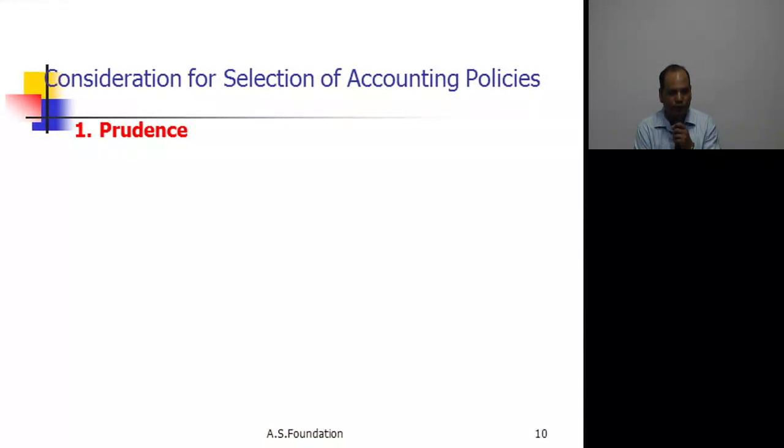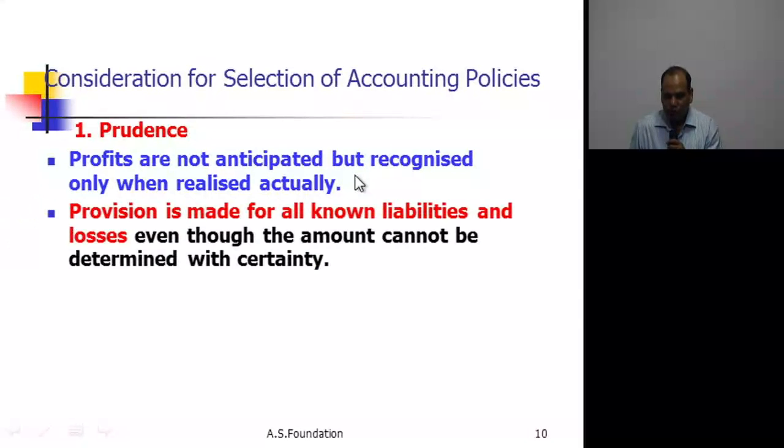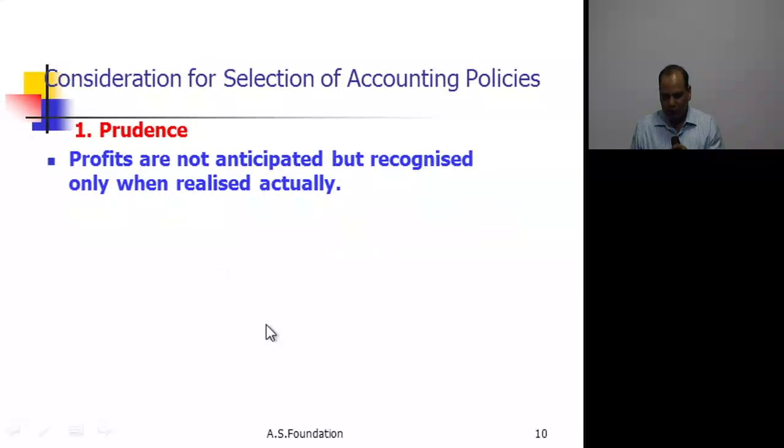One is concept of prudence. Concept of prudence means anticipated profit should not be recognized, but anticipated losses can be recognized. Profits are not anticipated but recognized when they are actually realized. But provision is made for all known liabilities and losses even though the amount cannot be determined with certainty. Is it right? So, example of profit should not be anticipated.